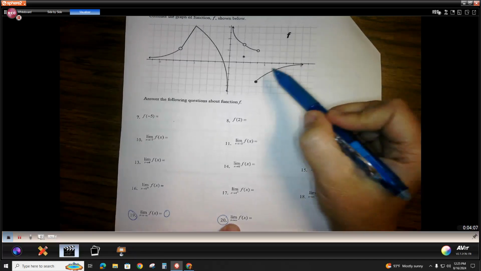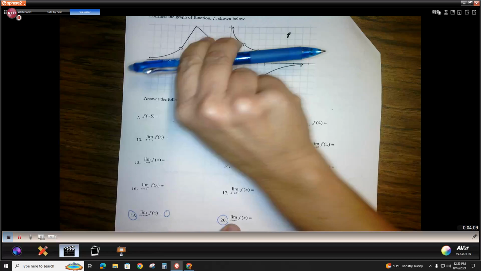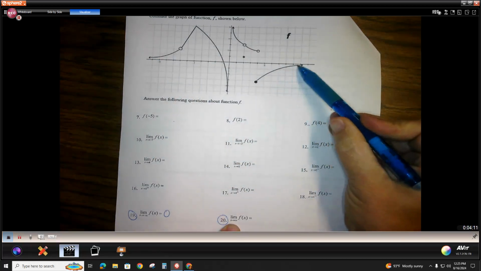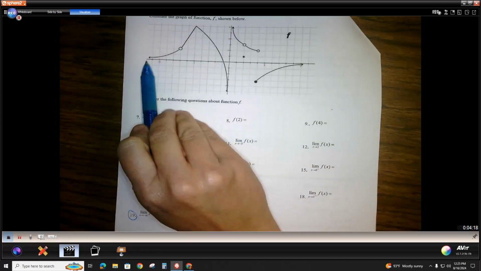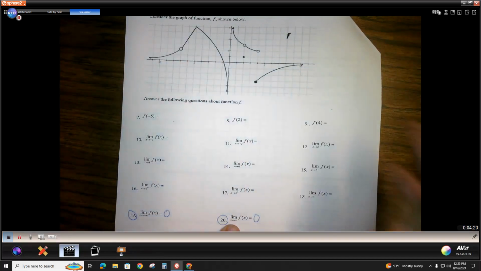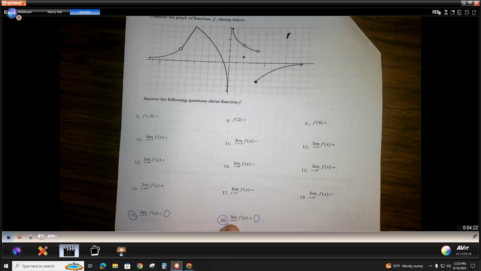How about positive infinity? Same idea. When we look at this graph, when we go towards positive infinity, the graph is also getting very, very close to 0, just from the other side, but they're still approaching 0. This indicates we probably have a horizontal asymptote here at 0 for this function.